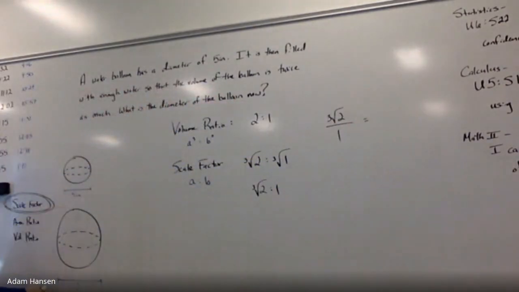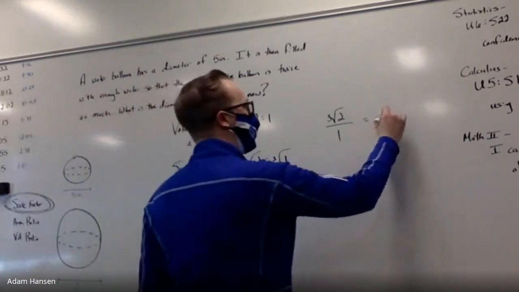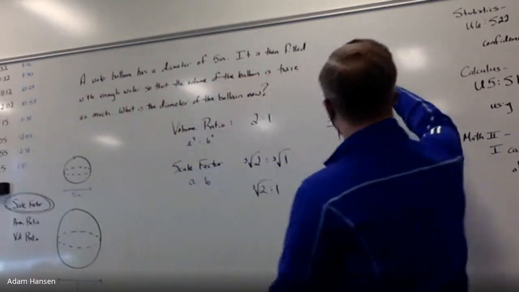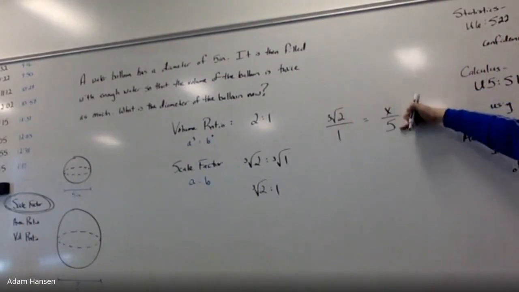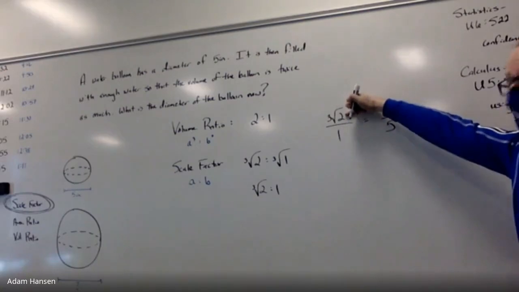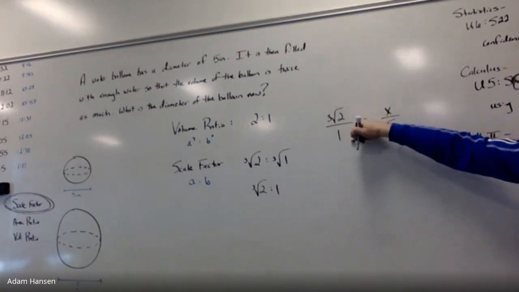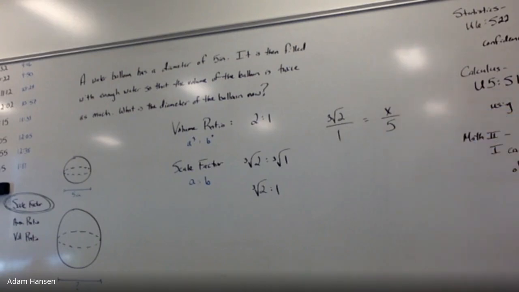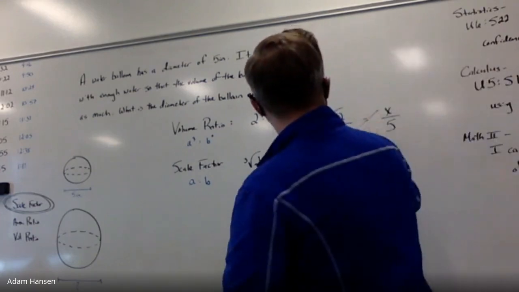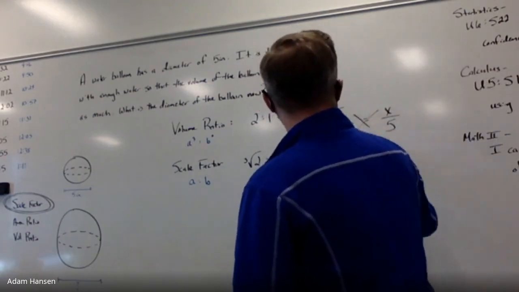Is it 5 to x or x to 5? Why x to 5, Tristan? Explain why. New balloon to old balloon. New water balloon to old water balloon. Cube root of 2 is bigger than 1. I'm going from bigger to smaller, so I better do that in the same consistent fashion here on the other side of my proportion. You can get the proportion. I think you're almost home. Because now what do I do to solve from here? Awesome. 1 times x, 5 times cube root of 2.